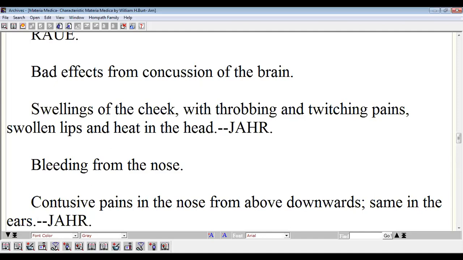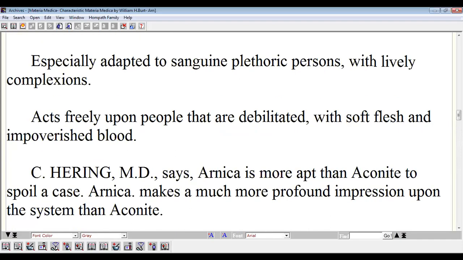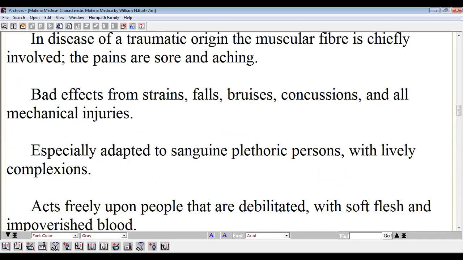Remember, the details are different. The description style of a materia medica is altogether different from the anatomical schematic method.